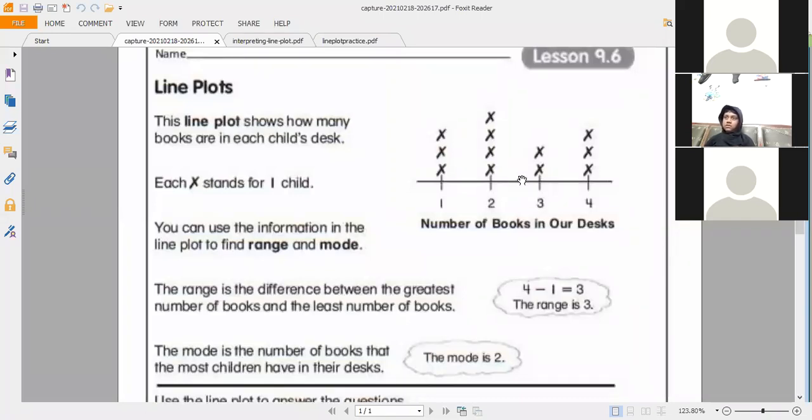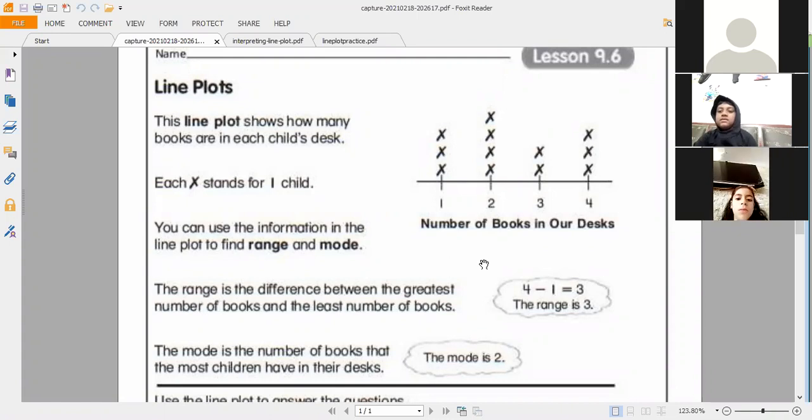Okay, how many children have four books? Four books means I'm looking down. Four books. How many children? One, two, three. Okay, now Dalon.